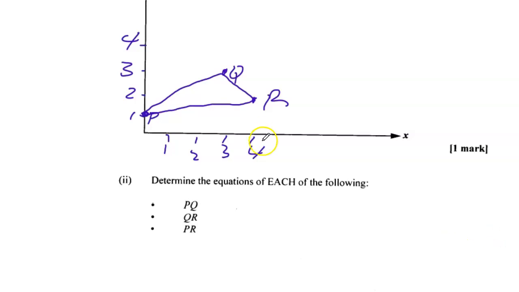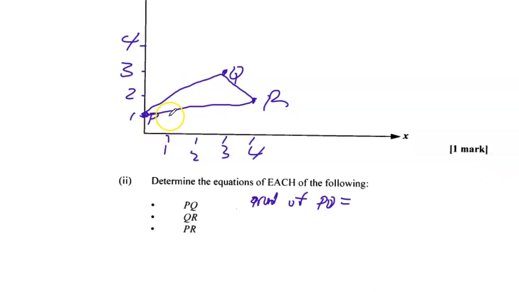So the equation, of course, you need the gradient. Let's deal with PQ first. So for PQ, the gradient of PQ is y2 minus y1. So using P and Q, remember P was 0,1, Q was 3,3. So y2 minus y1, so 3 minus 1 upon 3 minus 0, which is 2/3.